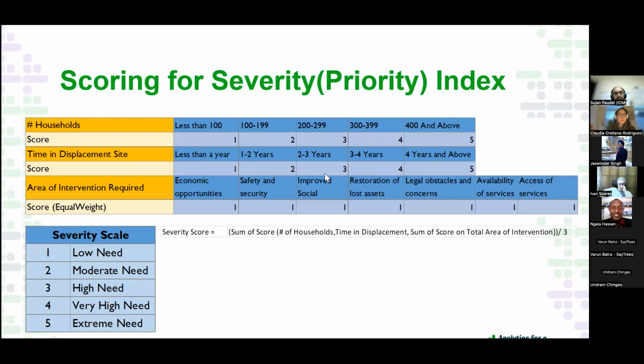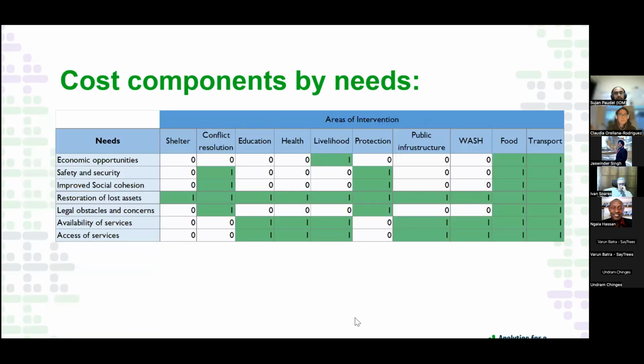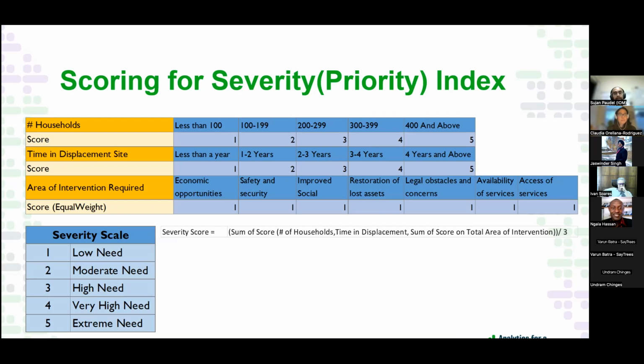Here, this is the modality that I use to score the severity index or the priority index. As I said, I had three criteria to score that. If the households is less than 7, the score was 8 for that particular location. So on, it was up to score 5 if 400 and above households. And the time of displacement in the particular site, if it's less than year 1, up to 4 years and above, then it's 5.